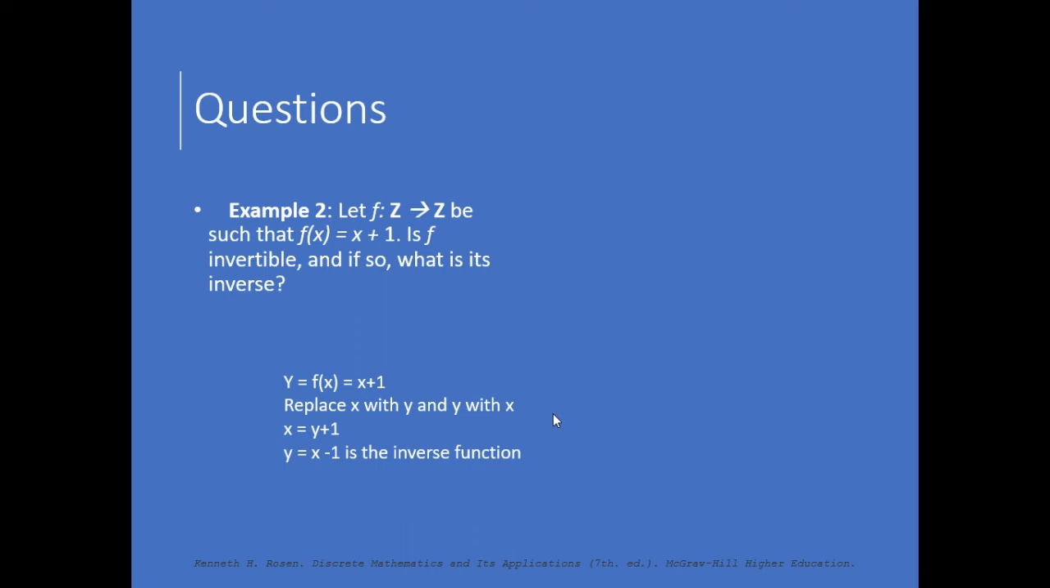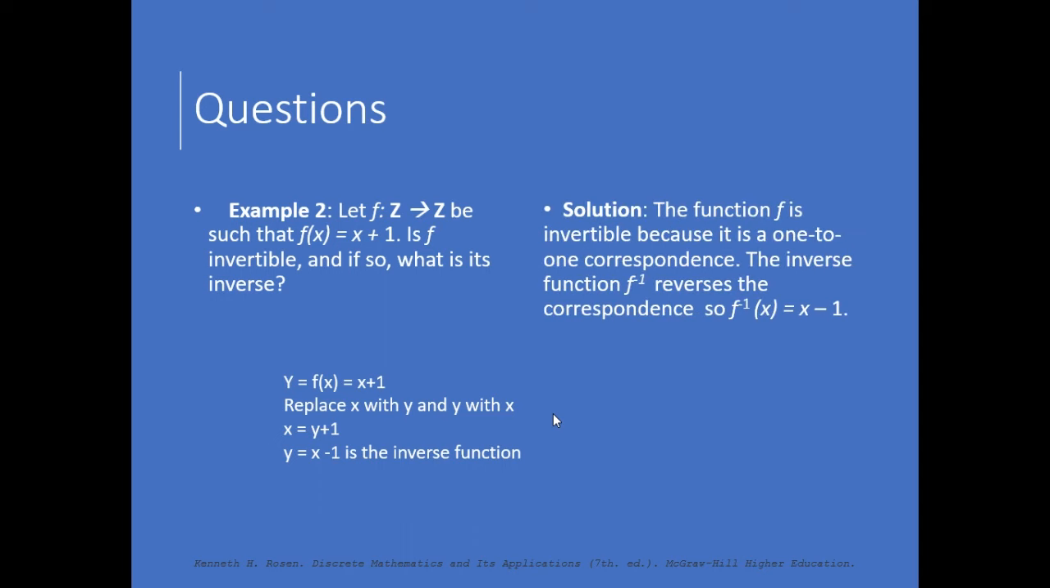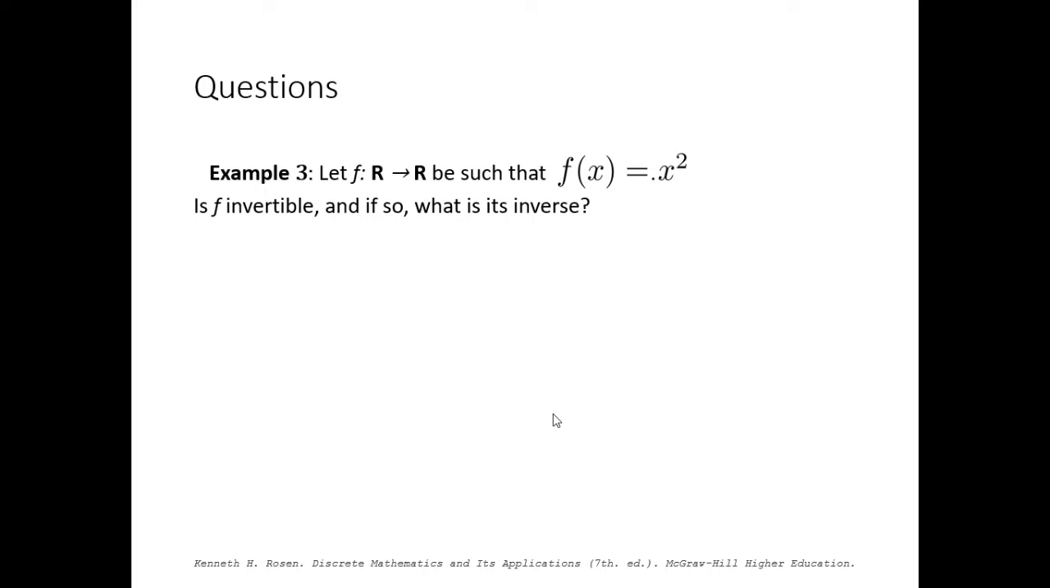Now, how to solve this? Represent the function as y is equal to f(x) is equal to x plus 1. Replace x with y and y with x, so you get the equation x is equal to y plus 1. Solve this equation to get y is equal to something. So if I solve this equation, we get y is equal to x minus 1, which is the inverse function. y = x - 1 is the inverse function.